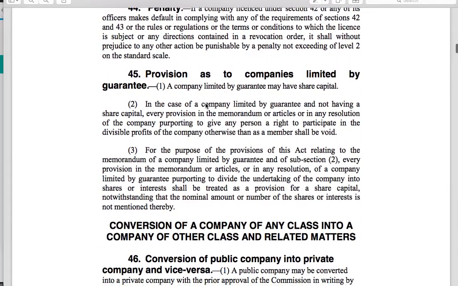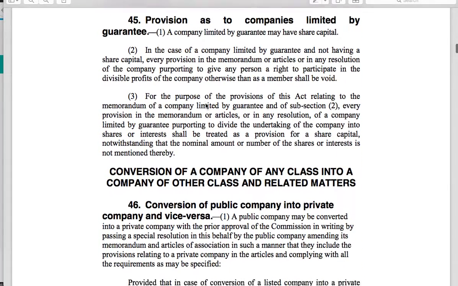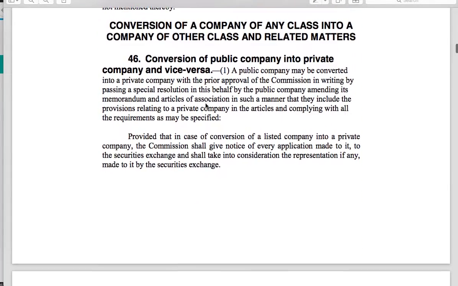Moving forward, you can also convert a company into another company.